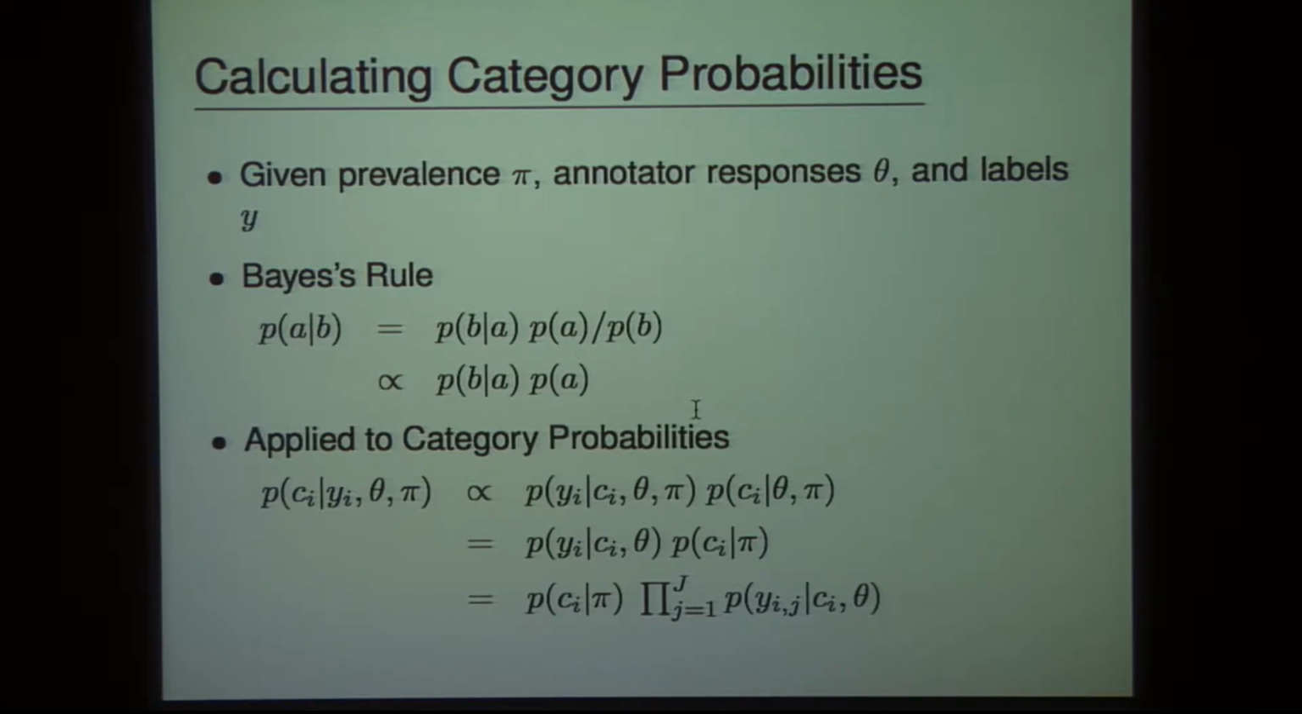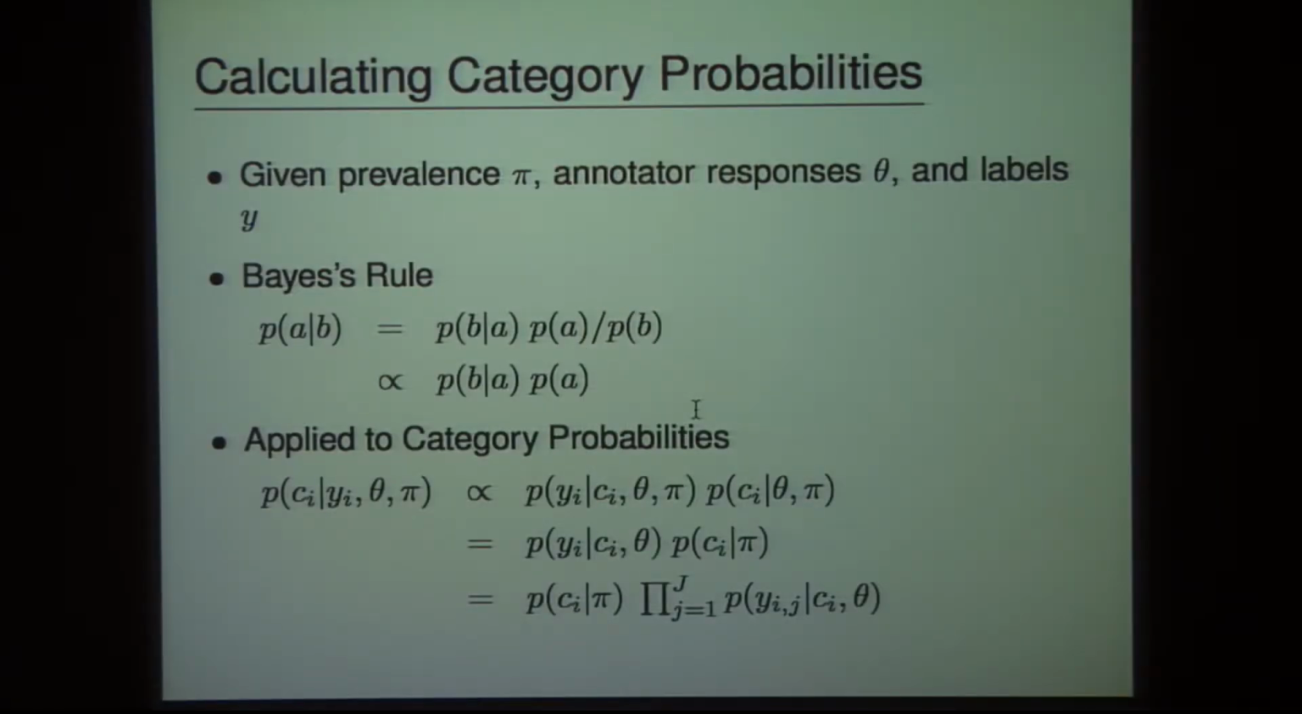So how do we apply this to category probabilities? Well, the probability of the category c_i given the labels y_i, the annotator responses theta, and the prevalence pi is just applying Bayes' rule directly from above. This is going to be the probability of y_i, given all the rest of the information, times the probability of the category c_i, given theta and pi. Actually, theta isn't even necessary there on the right-hand side. So I reduce this in the next line to just the dependencies in the graphical model.